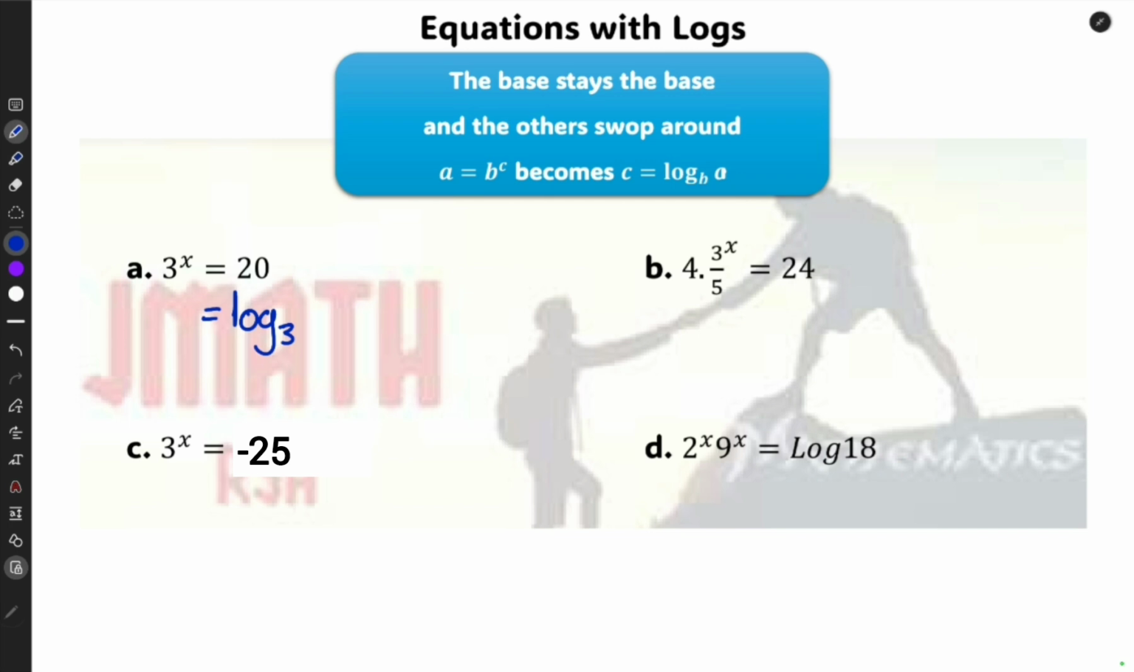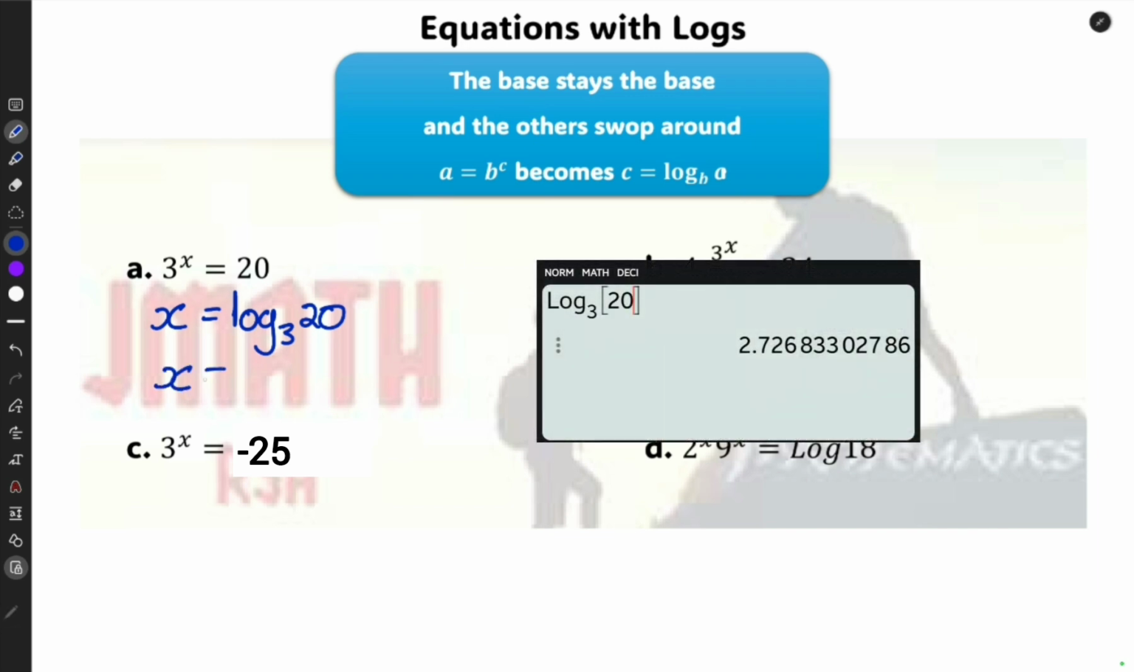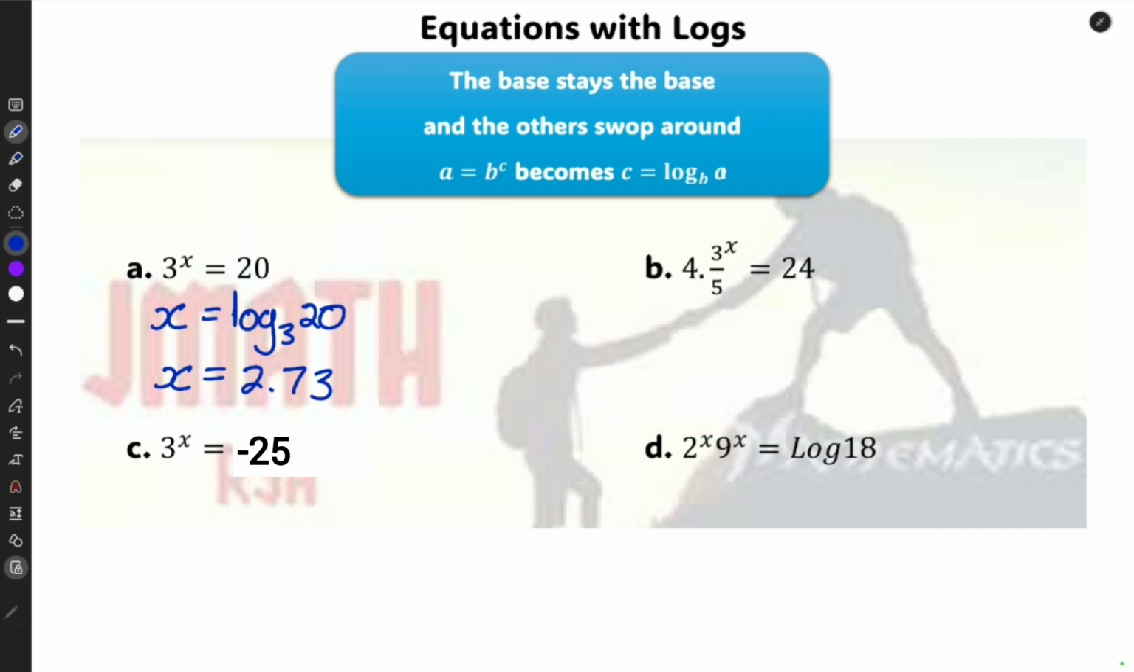So the x was connected to the 3. The x is now going to be alone. The 20 was on its own, but that now goes to the 3. And that I just type in my calculator. X is equal to 2.73. There we go. So on your calculator, there are 2 log buttons. Always take the one with 2 blocks connected to it.